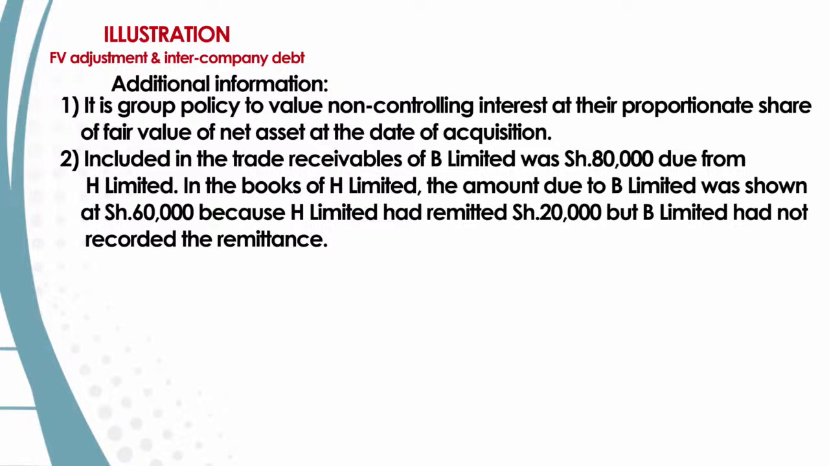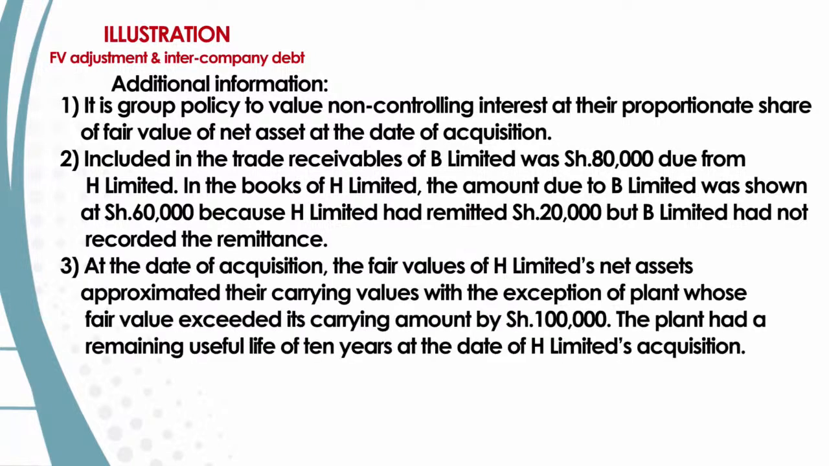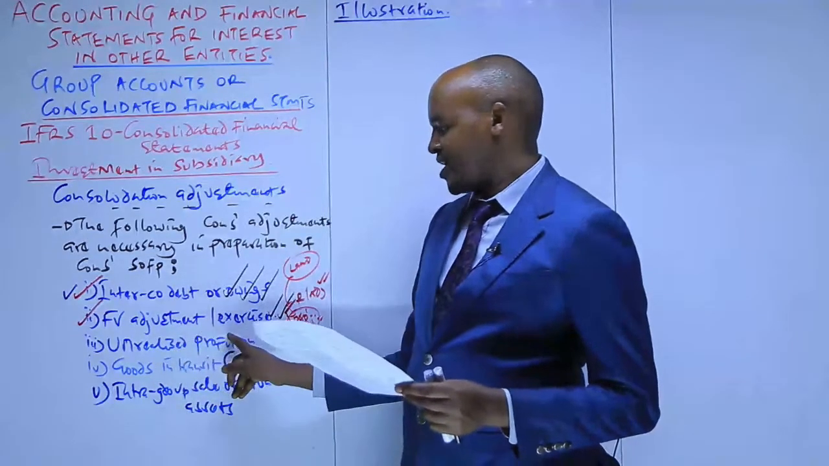So this is the adjustment relating to the amount of intercompany debt. Number 3, we are told at the date of acquisition, the fair value of H Limited's net assets approximated their carrying value, with the exception of plant, whose fair value exceeded its carrying amount by shillings 100,000. The plant had a remaining useful life of 10 years at the date of H Limited's acquisition. Basically, that is the adjustment relating to what we refer to as the fair value exercise.